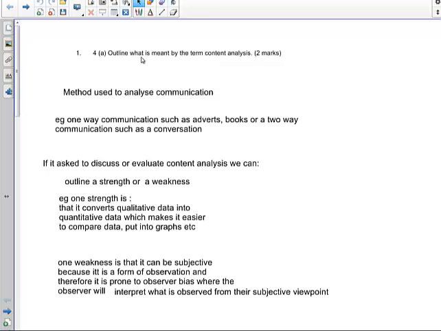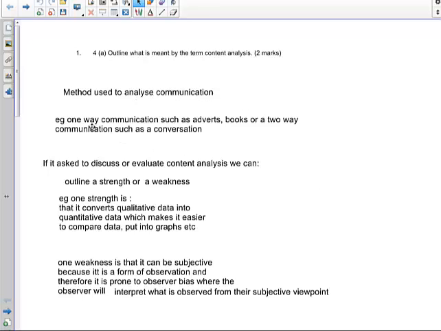Okay, so we need a little definition. When it says outline what is meant, it's really asking you for 2 AO1 marks, 2 descriptive fact knowledge marks. So we have to have something very precise there. And a lot of your answers were really woolly and waffly. You need to say for this one, it's a method. A content analysis is a method used. Okay, what's it doing? It's analysing communication.